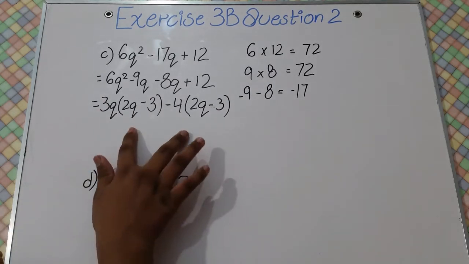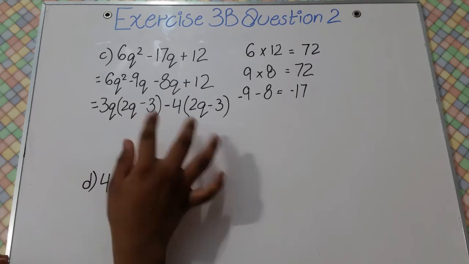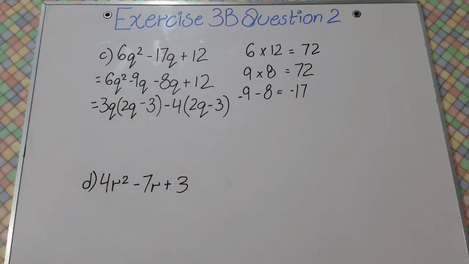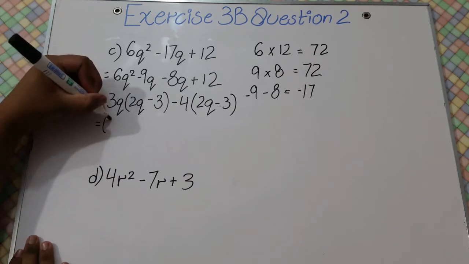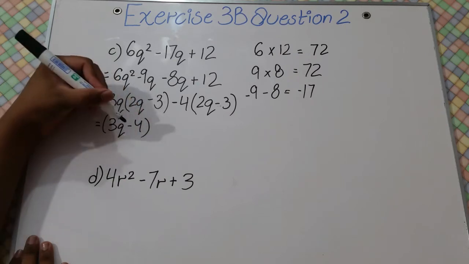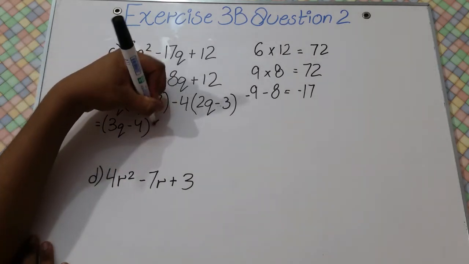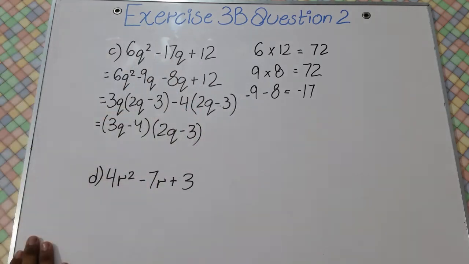The trick to check it is that both brackets which are coming should be the same, which means you're doing the question correctly. Now I'm going to write 3q minus 4, and then 2q minus 3. So now let's move towards part D.